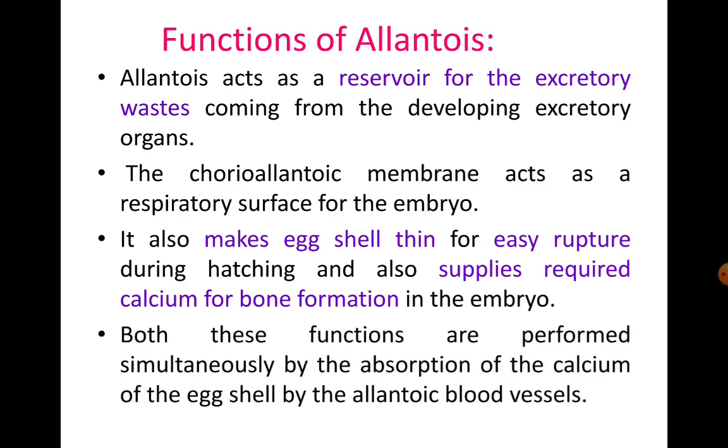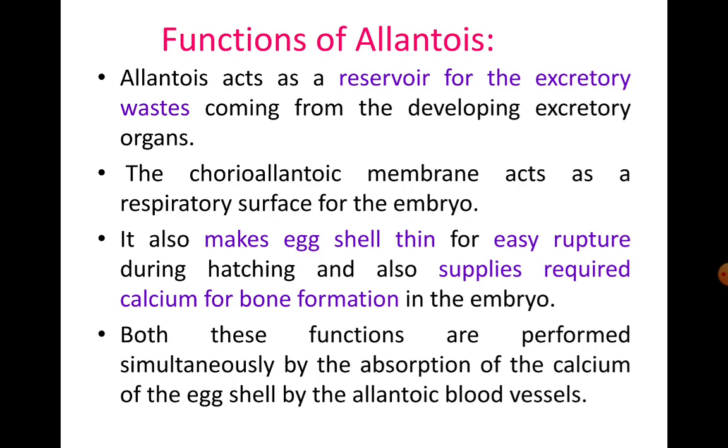Now both these functions, that is making the shell thin and supplying calcium for the bone formation, are performed simultaneously by the absorption of the calcium of the eggshell by these allantoic blood vessels. They take calcium from the shell and give it to the developing embryo for the development of the bones, and that's how the bones of the chick embryo get calcified and well developed. So these are the functions of allantois.